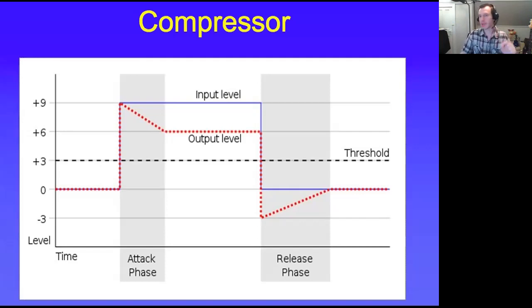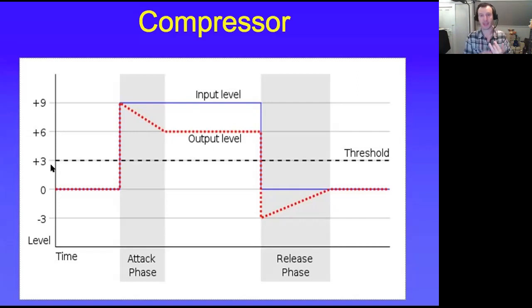So the blue line's the input, and the red line is the output after the compressor has affected the signal. What I think to pay special attention to here is the actual decibel levels. So I'm going to give you four key terms.